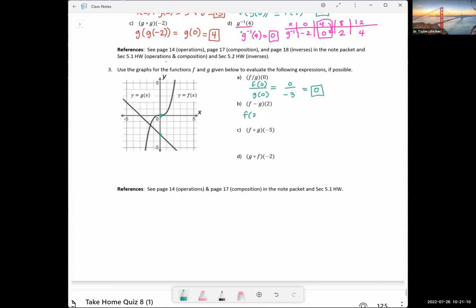This is F of 2 minus G of 2. F of 2, that's hard to see, but I believe it's 4. G of 2 looks like -5. So that makes +9.